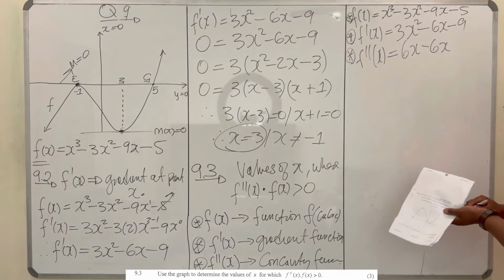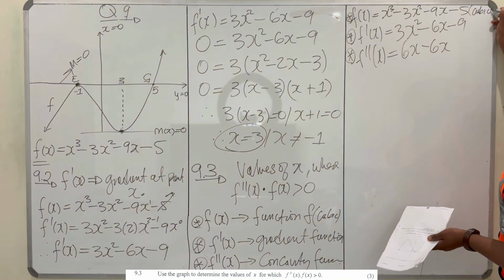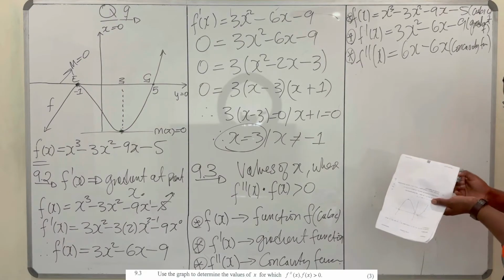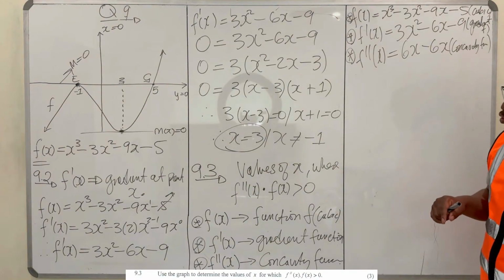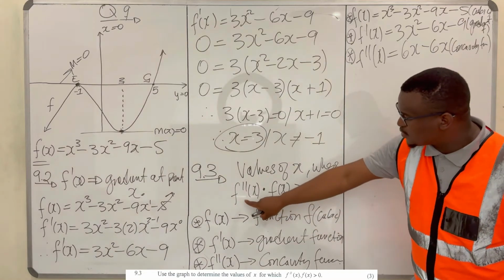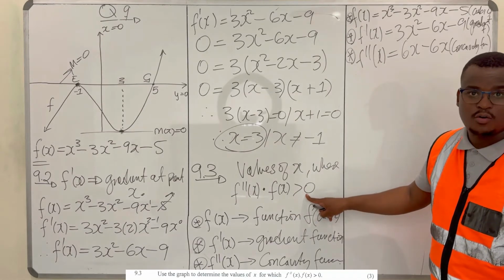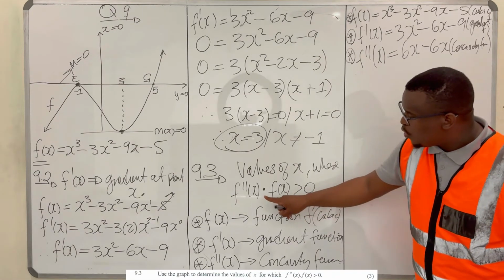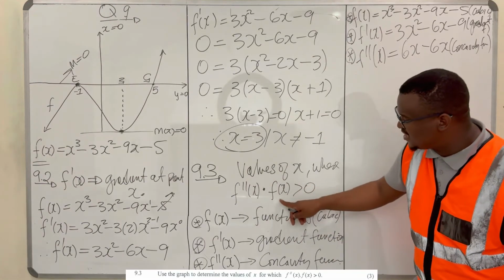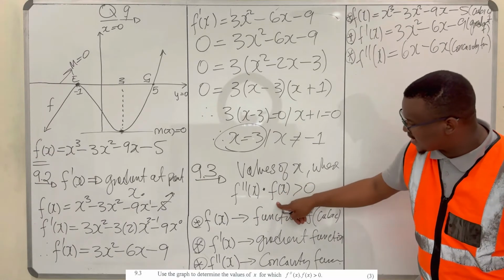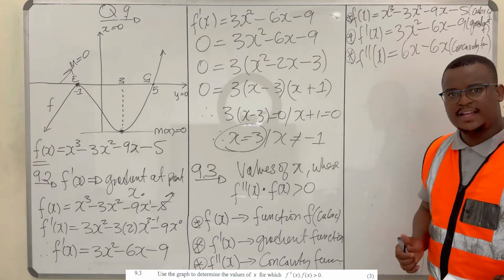Fine. So this is your cubic, you know it. This is your gradient function. And this is your concavity function. So they want us to find the values of x where the product of the concavity function and the function f, which is your cubic function, is greater than 0. So they want us to show them the values of x where you multiply these two, and their product is greater than 0. That's what they want us to find.